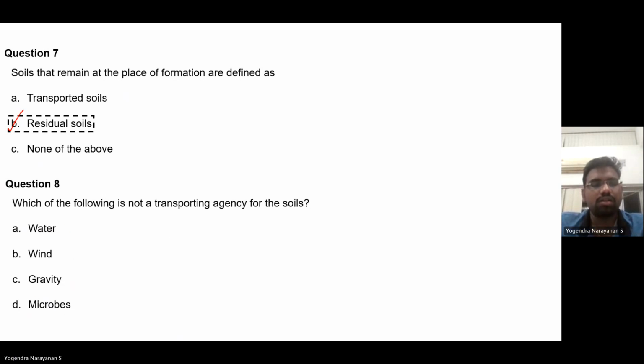Among the four, microbes usually don't transport the soils. They tend to break down at their location, but they might alter the properties of the soils compared to that of rocks, their parent material. Hence, microbes are an agency of weathering, but they are not a transporting agency. Hence, the option is microbes.